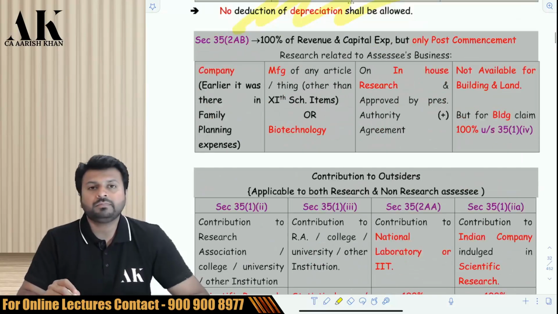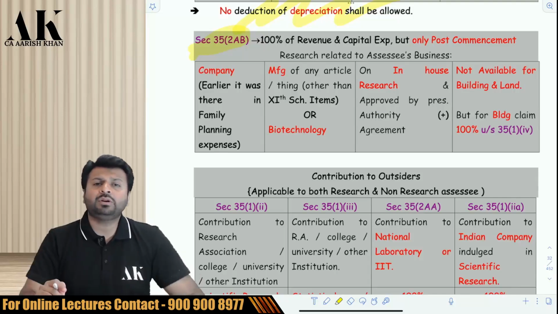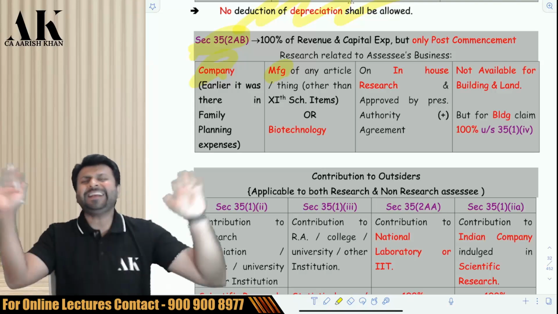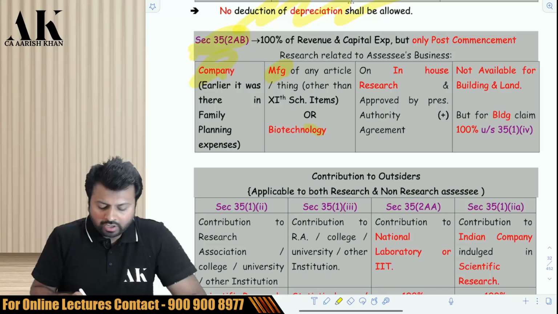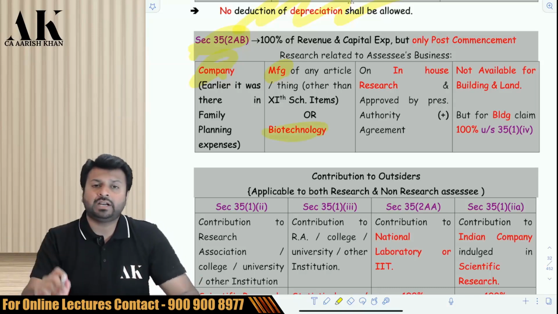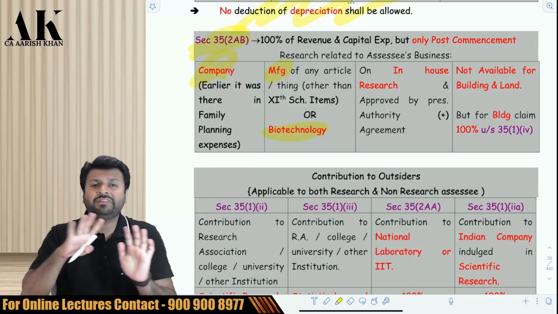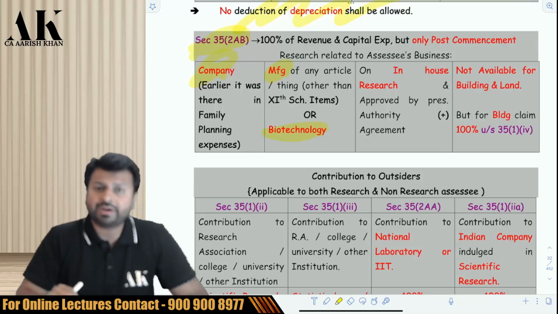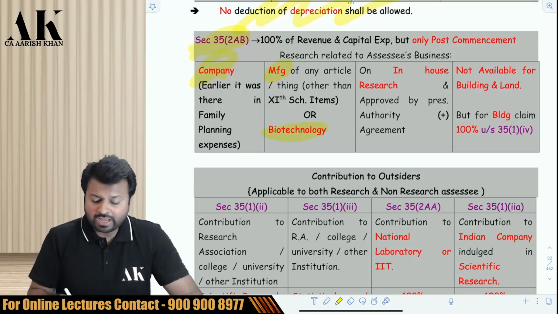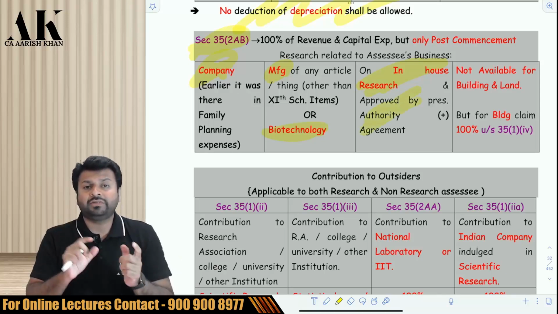The second section, section 35(2)(ab). This is exclusively applicable only to companies, and companies who are engaged in manufacturing any article or thing other than certain products mentioned in the 11th schedule of the Income Tax Act, or the assessee can also be engaged in the business of biotechnology. So this deduction is exclusively for companies who are engaged in manufacturing of any article or thing other than 11th schedule items, and they can also be engaged in biotechnology business. The assessee should do in-house research, and this research should be approved by the government of India. There has to be an agreement.